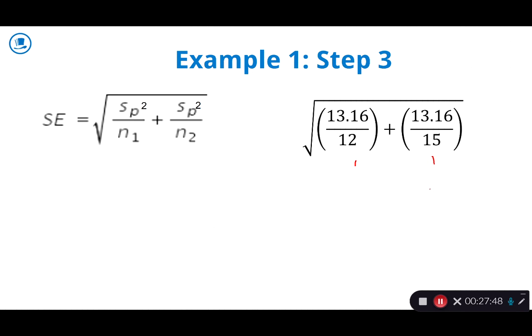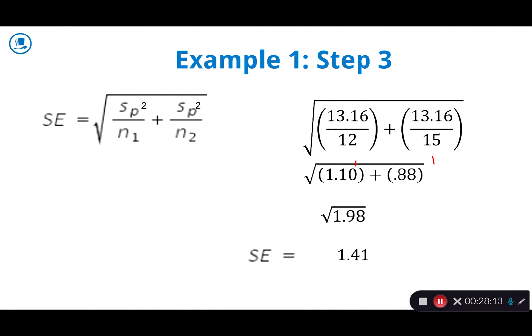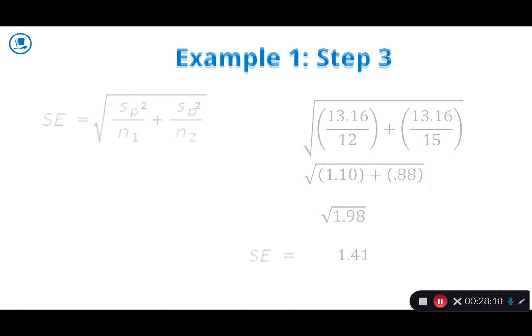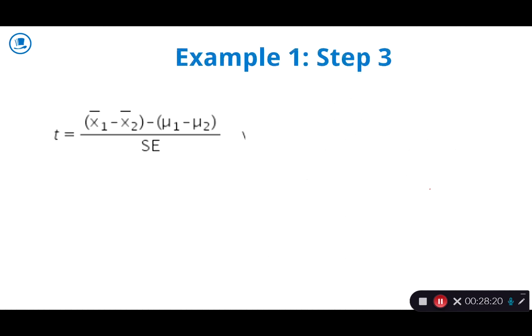And you see the addition of parentheses. You see how this is going to work out. We simplify each one of those fractions and then add them together. So this becomes 1.1 plus 0.88. Add those two together, and we get 1.98. Take the square root of 1.98, and we get the standard error of 1.41. Almost there. 1.41 is the standard error. That's the denominator of the t-test.